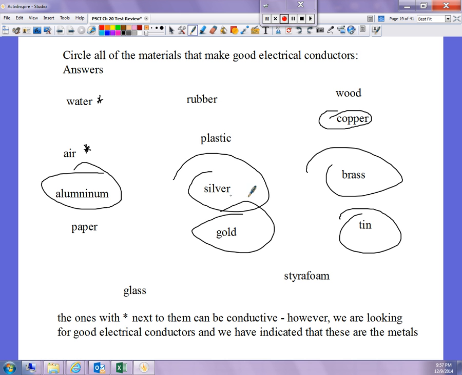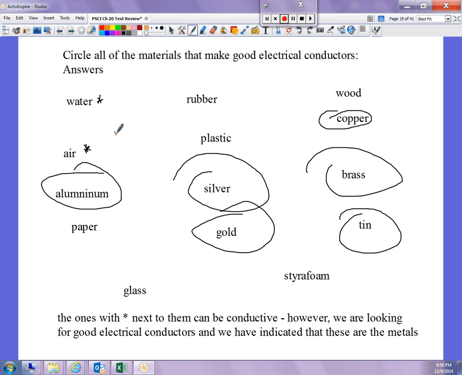So you should have circled all the things that are metal. Metals are good conductors because they have that sea of free electrons. And so electrons can pass easily through because there's already electrons there that can freely move.